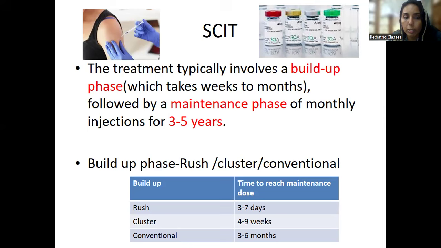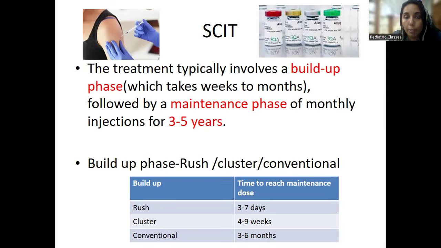That takes time. You can either do a rush schedule, which will take around 3 to 7 days. There, we give injections daily, multiple injections, and reach the maintenance dose faster. But the risk of anaphylaxis is more with rush therapy. In cluster, we can give 2 or 3 injections in a day, but not on consecutive days. When you give on a Monday, you can call the patient on a Wednesday or a Thursday for the second shots. And likewise, you build up to the maintenance dose, which will take around 4 to 9 weeks.